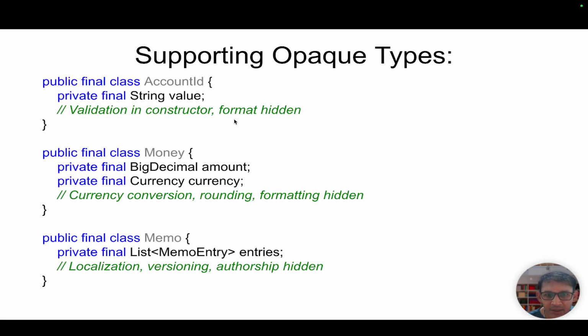Now, each supporting type is also opaque. Account ID encapsulates validation and formatting rules. Money handles currency conversion, rounding, and formatting. Memo manages localization, versioning, and authorship.